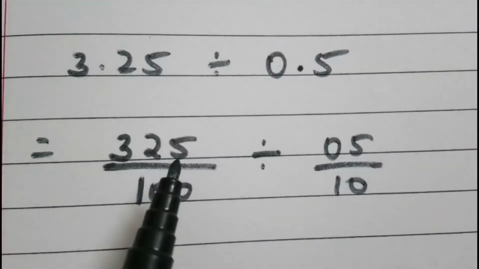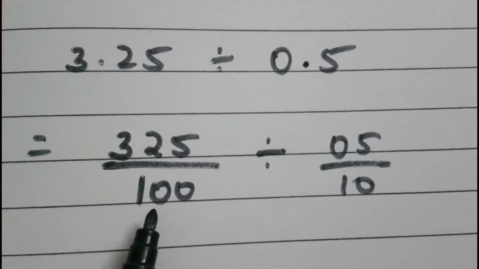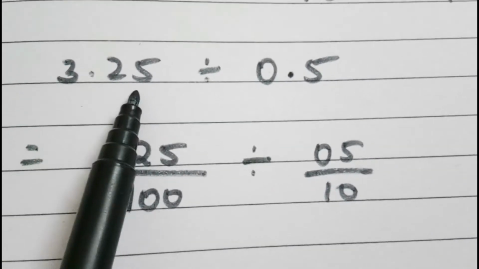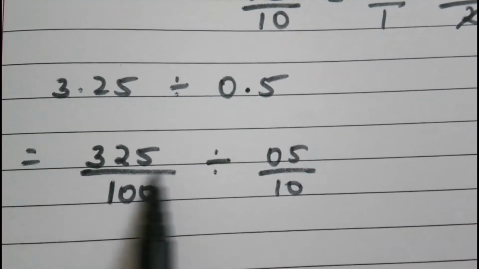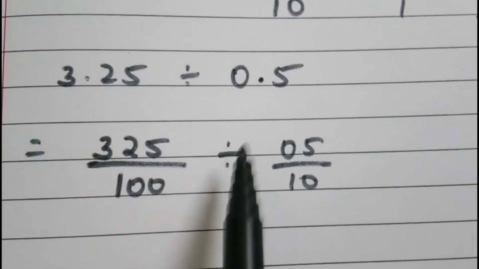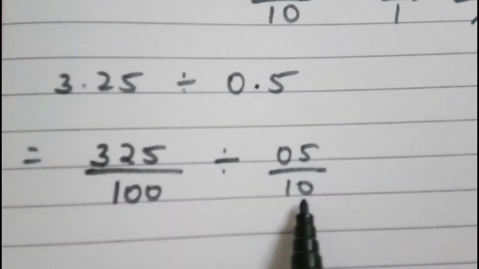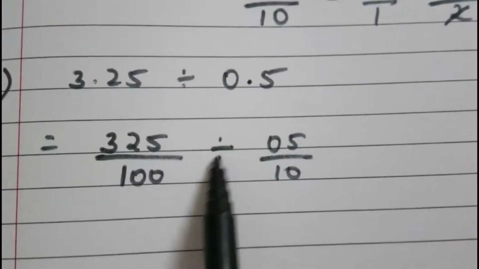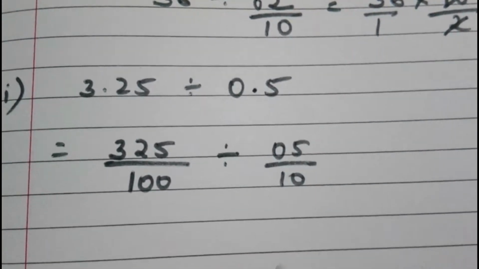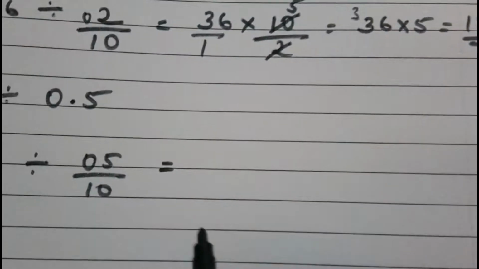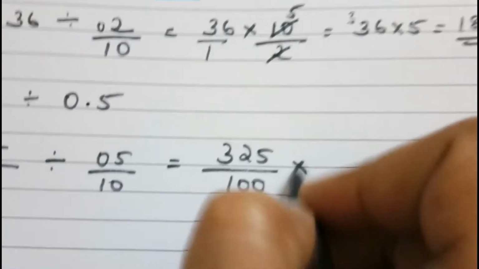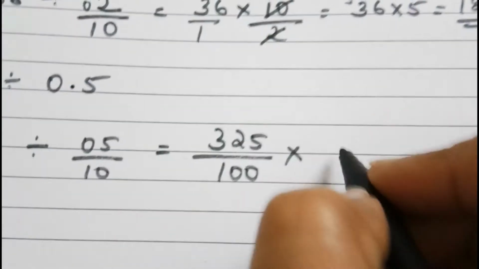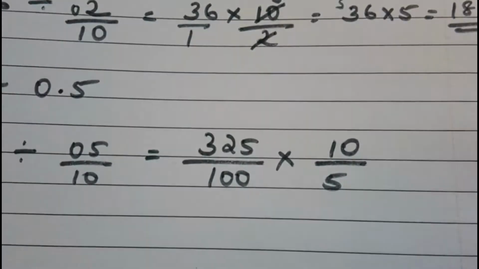3.25 can be written as 325 by 100. Why 100? Because there are 2 numbers after the decimal point. Okay, so 325 by 100 divided by, since there is only one number here, 5 by 10. Okay, now since there is a division and a fraction, what will happen? It will get converted into multiplication with the reciprocal of this, that is 325 by 100 into the reciprocal of this, which is 10 by 5.